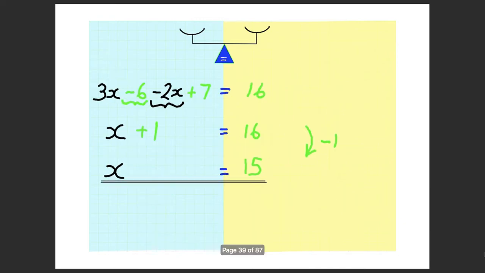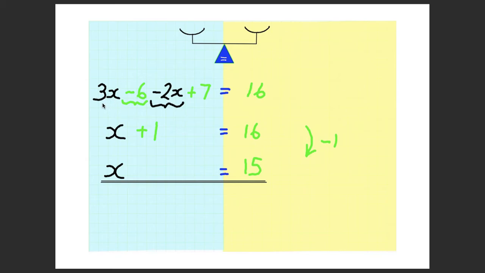Here comes another one. 3x minus 6 minus 2x plus 7 equals 16. Now you've got to remember that the minuses belong to the things that follow them. This minus belongs to the 6, this black minus belongs to the 2x. And I've color coded this with the numbers in green and the x's in black just to help you follow that.